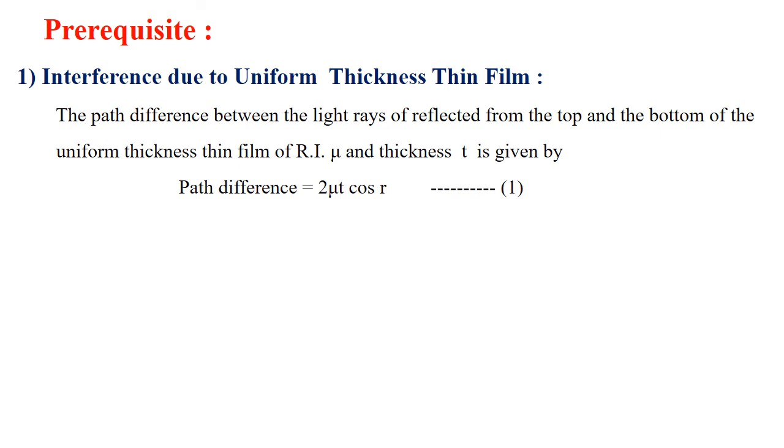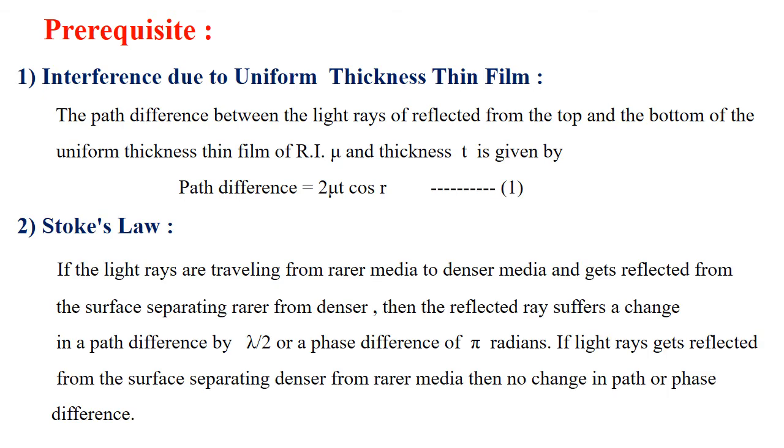we require the equation for the path difference between the light rays which get reflected from the top and the bottom of the uniform thickness thin film, which carries the refractive index mu and the thickness t. That path difference we have already derived in the last lecture, and we know it is equal to 2 mu t cos r.